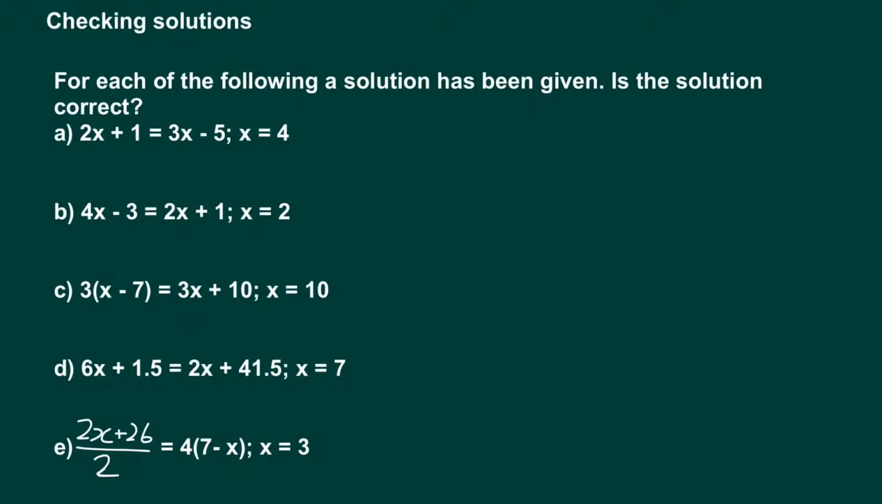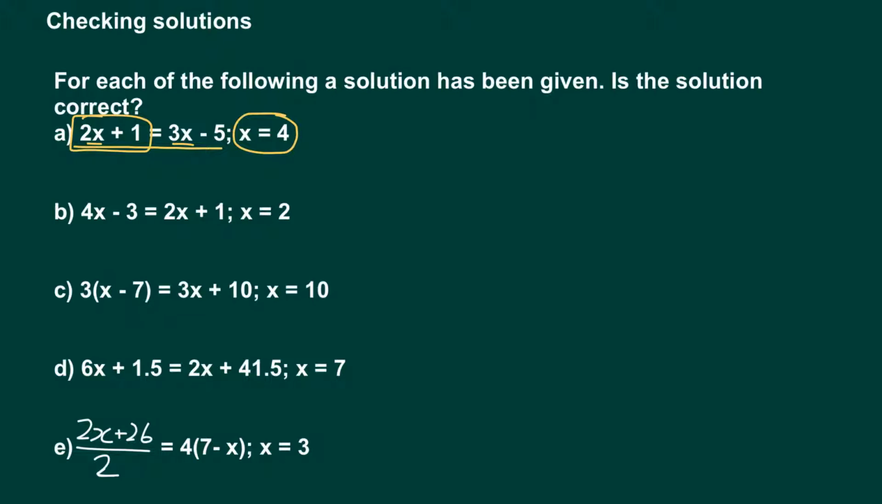Alrighty, so let's have a look at this question. It says, for each of the following, a solution has been given. Is the solution correct? Pretty straightforward. So we have the first equation telling us 2x + 1 = 3x - 5. When we substitute that value of x = 4 that has been given to us as a solution into both these x's here, the left-hand side must equal the right-hand side. Otherwise, what we are basically saying is that the solution that's been given is incorrect.